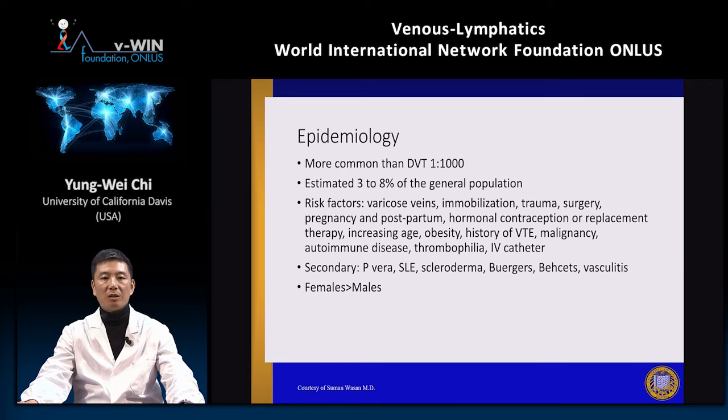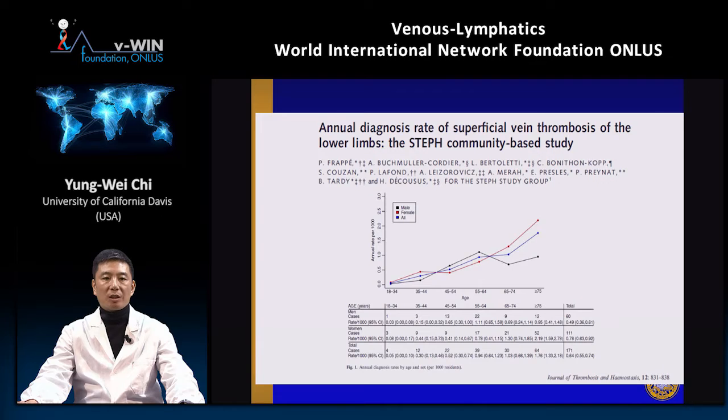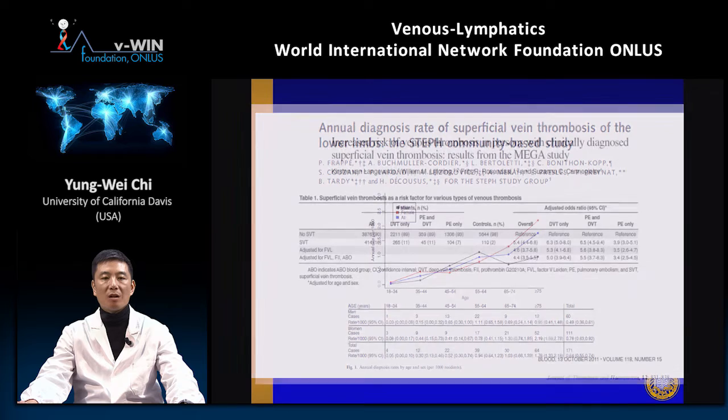It is more common than DVT, at a 1 to 1,000 ratio, and affects 3 to 8% of the general population. The risk factors are described as listed. There is a gender difference, and it affects females more than males. Based on the STEPH epidemiology study, the trend demonstrated a higher prevalence in females than males.